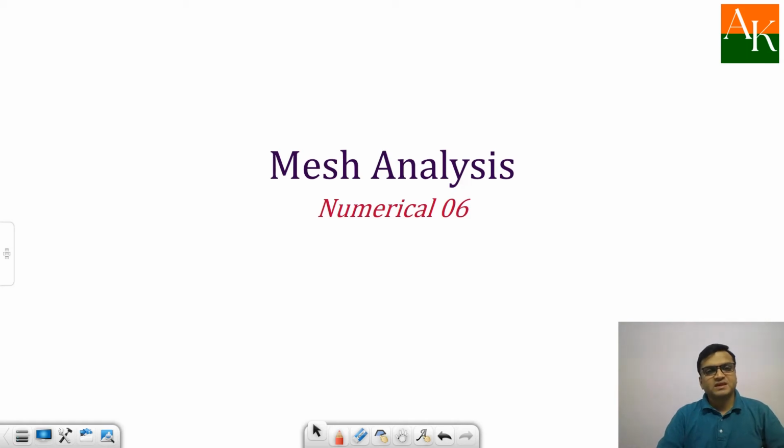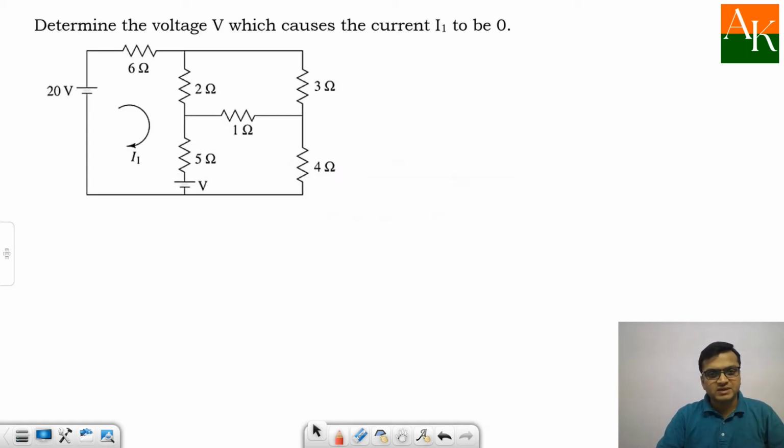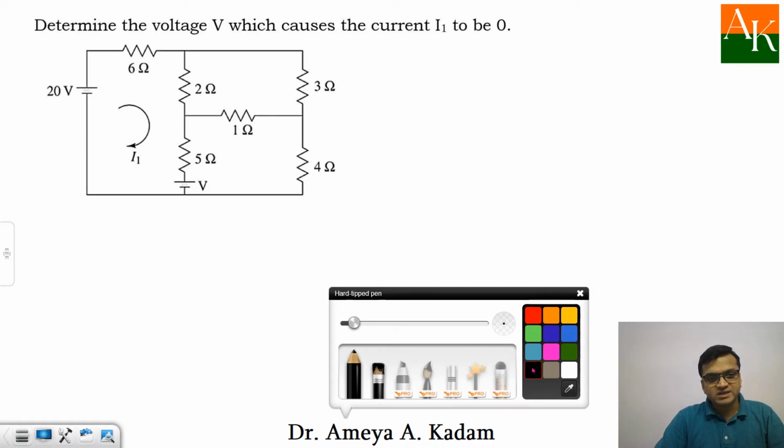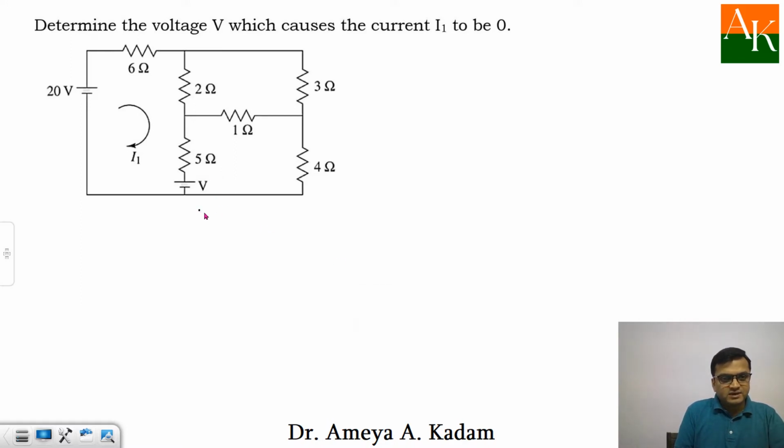Hello students, in this lecture we will see one more numerical based on mesh analysis. Now determine the voltage V which causes I1 to be 0. This is the problem statement, and they have already mentioned I1 over here. I1 is one of the mesh currents, and they are saying you find out the value of V such that it will make I1 to be 0.